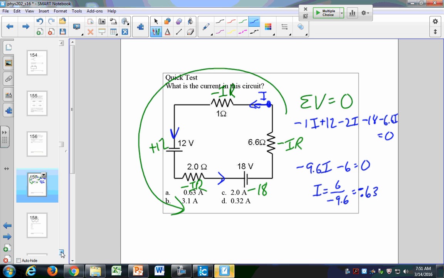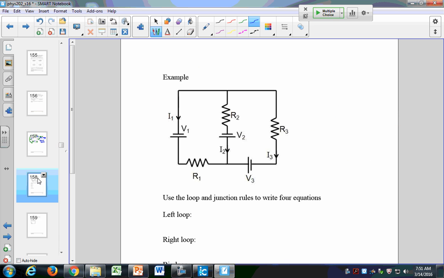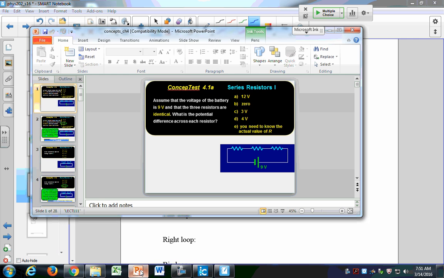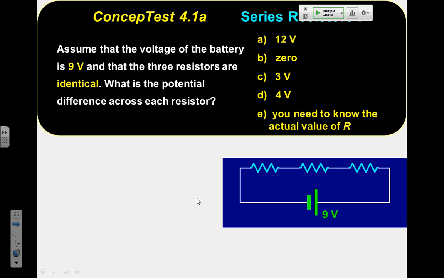All right, let's try a few clicker questions from the back. And you should have done this example. It was in the screencast. This was just with variables. We'll work one later with just numbers. So let's try these. Have we done any of these yet? Chapter 4? No. All right, let's do some of these.